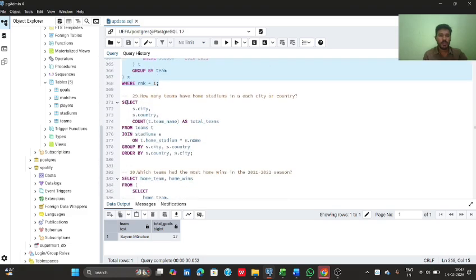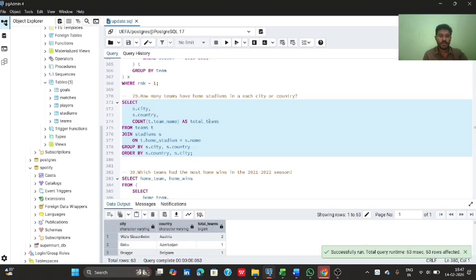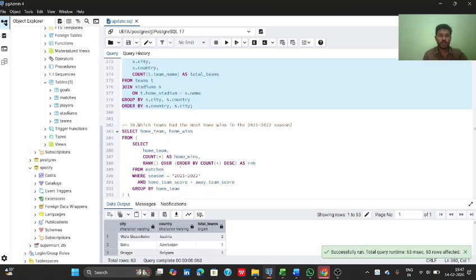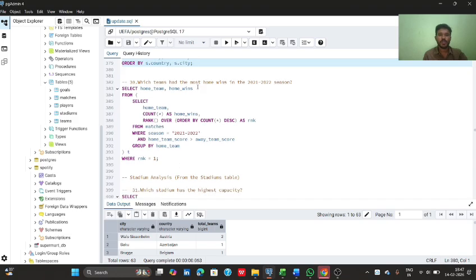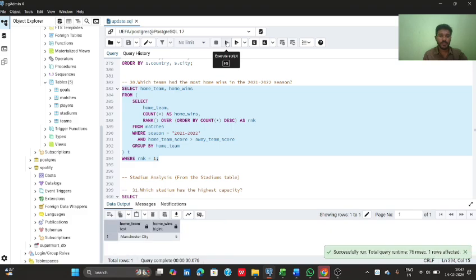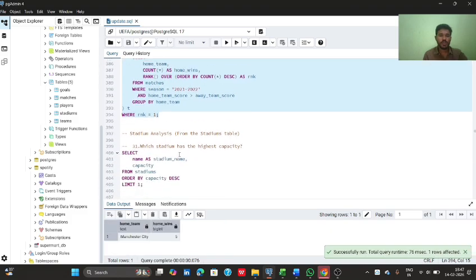Next one is, how many teams have home stadiums in each city or country, based on the city, country, and total teams. Which team had the most home wins in the 2021 to 2022 season? Based on that season, Manchester City, home wins 5.